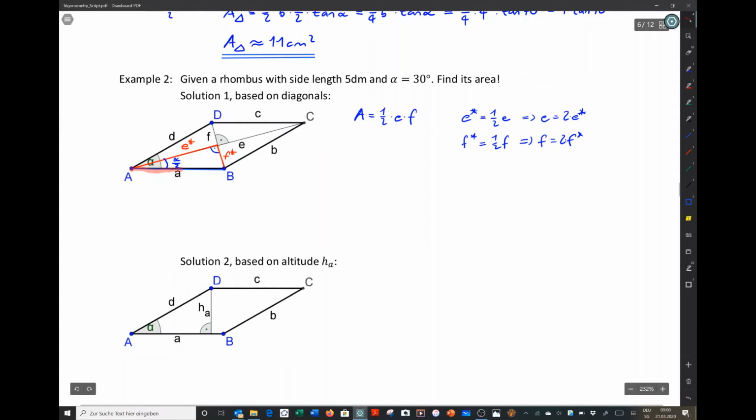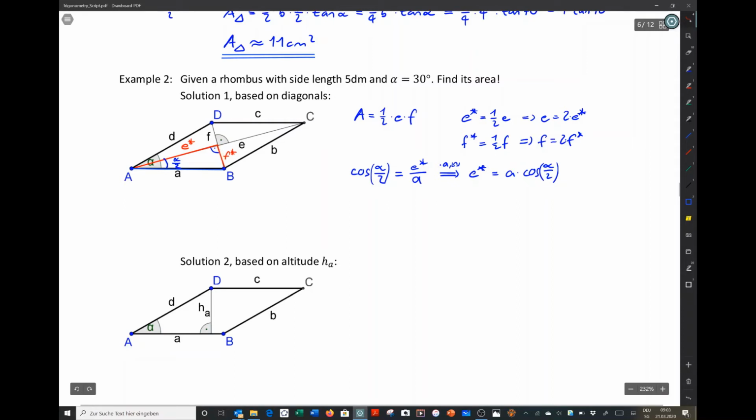We are given the length of the side a and we're given the angle alpha half here, and we're looking for this side e star. Well, e star is the adjacent of this angle and a is the hypotenuse in this triangle, so we need the cosine. So we find that cosine of alpha half is e star divided by a, and solving for e star we have to multiply by a, and we find e star is a times cosine of alpha half. We want to find also f star.